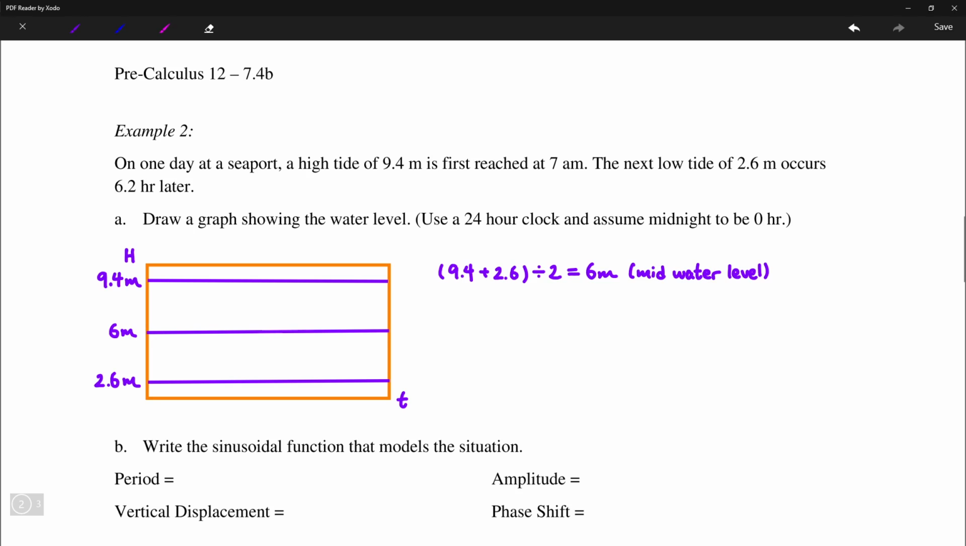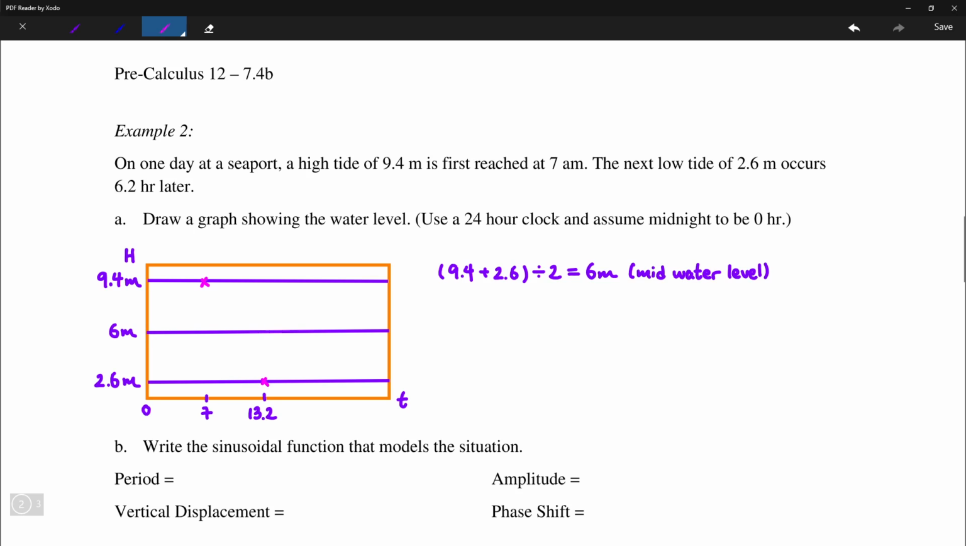So next up we have the time to consider. So the time is going to start at midnight, so that will be 0 hours. And then 7 a.m. will be somewhere around here, so we'll just call this 7 a.m. So that's when the first high tide is going to be. So I'm going to mark that on the grid here. And then the first low tide is 6.2 hours later. So this will be 6.2 hours after 7 a.m. So we'll just say this is 13.2 hours compared to the start of the day, if the start of the day is at 0. So that'll be a low point.